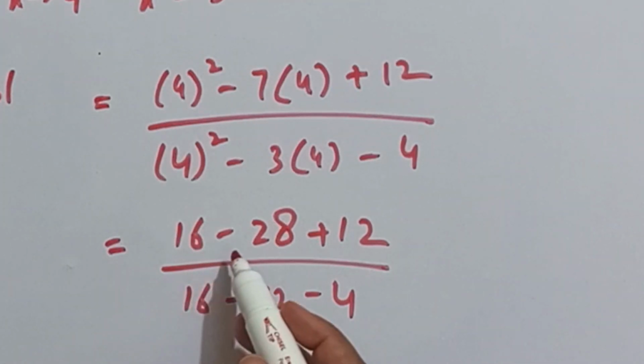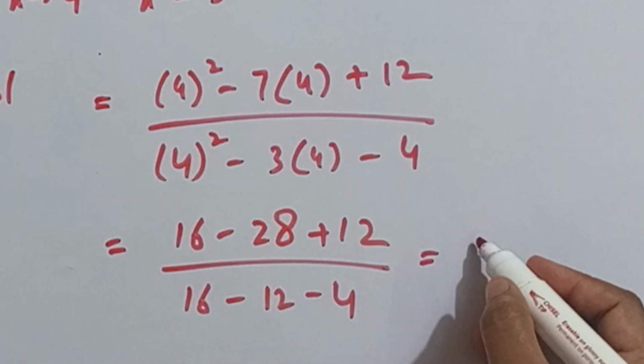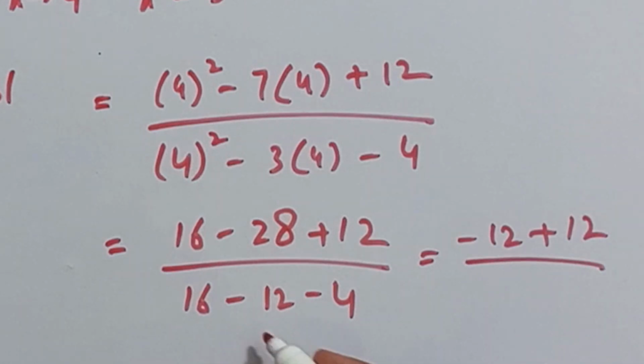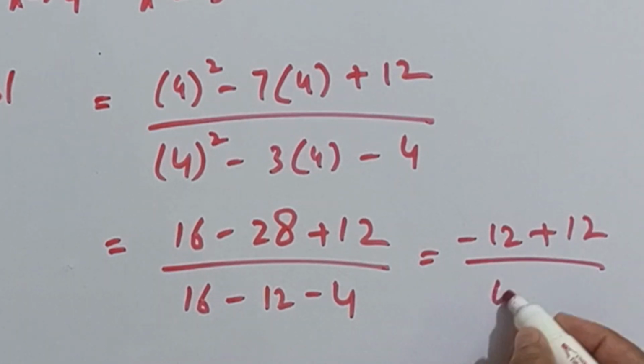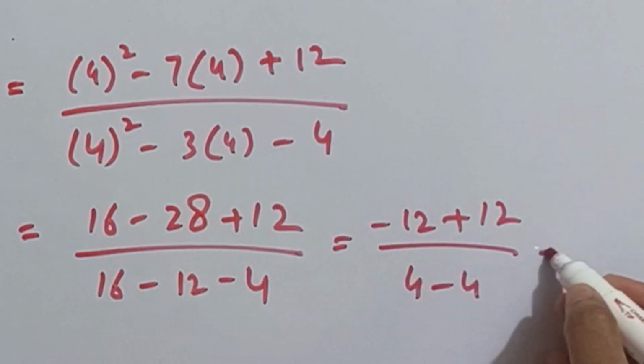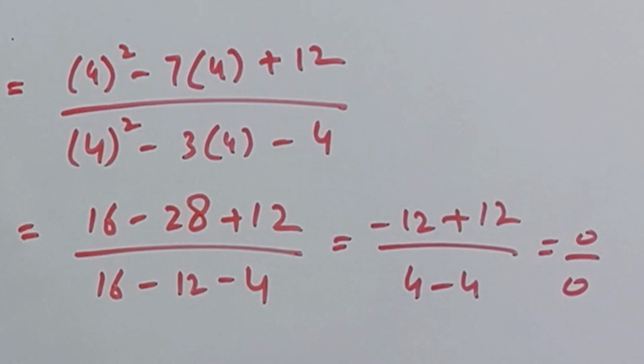Now 16 minus 28 is equal to minus 12, and the next value is plus 12. 16 minus 12 is equal to 4, and the next value is minus 4. So minus 12 plus 12 is 0, and the denominator is also 0. So we get the 0 over 0 form, and you know that the 0 over 0 form is the undefined form in limits. So this implies this method is not valid. So we find the limit of this question with another method.